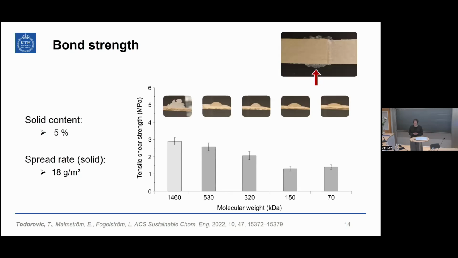So for example, on this image, you can see veneers that were pressed with low viscosity adhesive, and you can see that there is some adhesive around the bond line after pressing. And we could not control how much adhesive we lose from the bond line. So we're not analyzing only the molecular weight effect, but also the amount of adhesive.